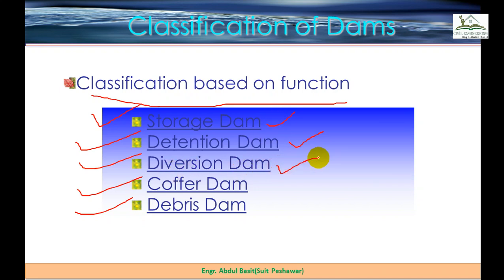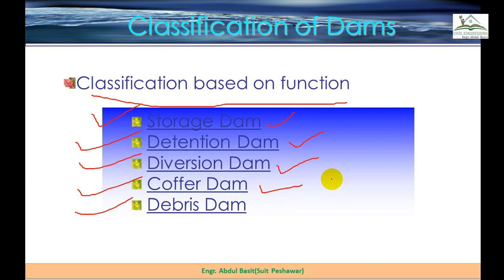Diversion dam is a dam that is constructed across the river so that the water is diverted from one direction to another, or towards some other region of the country, to be used for irrigation. And coffer dams are those dams which are constructed for construction purposes.